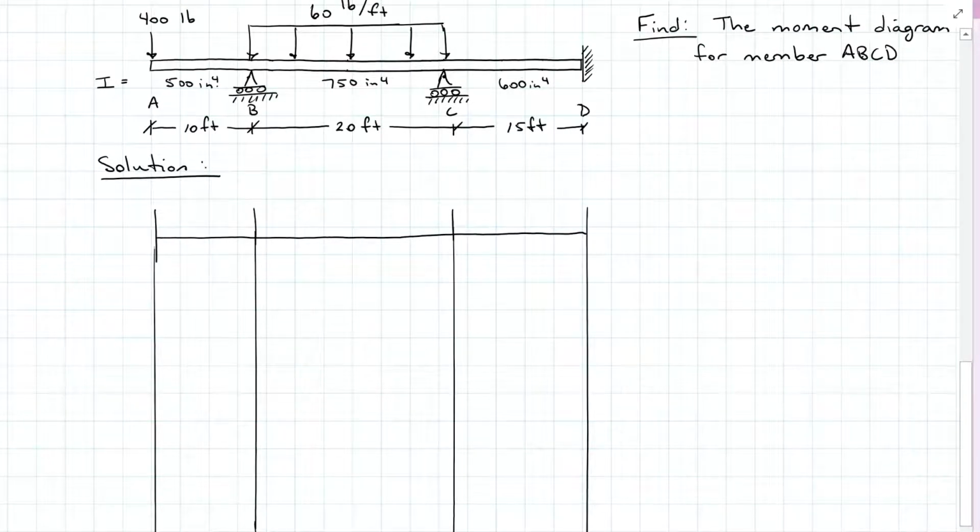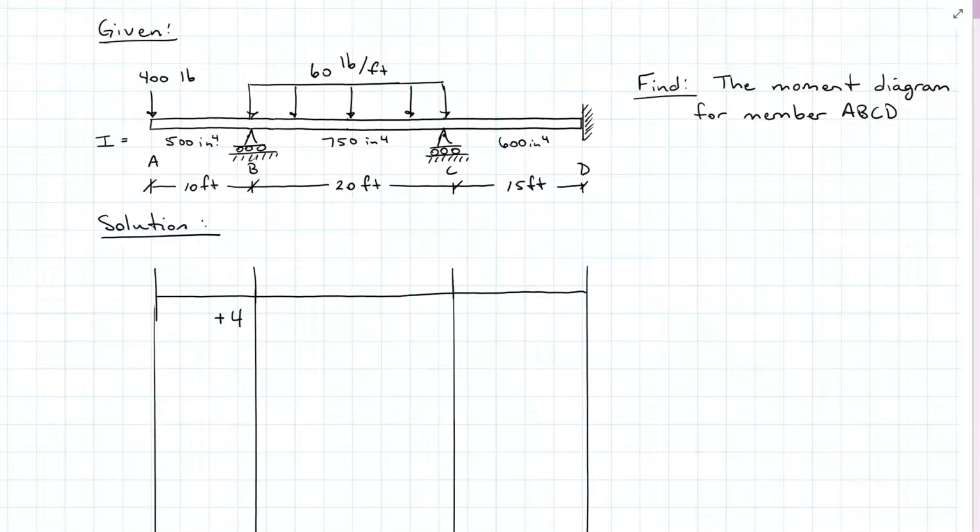Okay, so I've got a cantilever from A to B. So if I want to start with moments from A to B, I'm going to have no moment at A, nothing at all, right? Because it's not a connector, so there's nothing at all. And then at B, I'm going to have 400 times 10, which will be 4,000 pound in feet of moment. So let's put that in kip feet, 4.